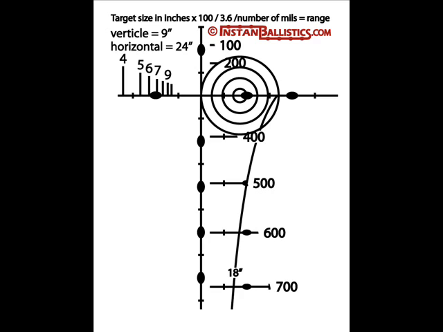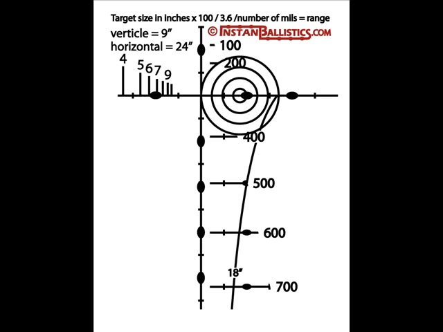Now we're going to drop a representation of the target that you saw earlier on top of the representation of the chart. Obviously you're not going to be able to do this in the field. You're going to have to determine the size of the target through your scope. You're going to have to measure the number of mils that that target subtends, and then look at your chart and determine where on that funnel that target would fit into your chart.